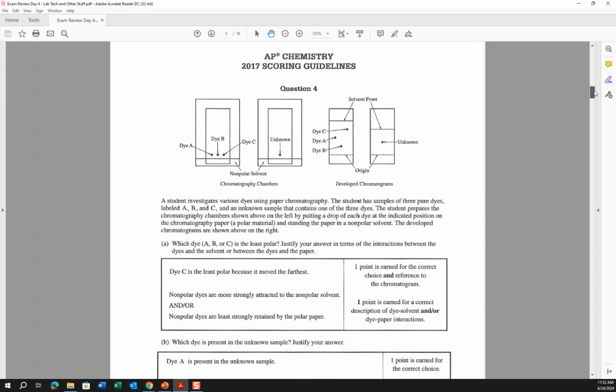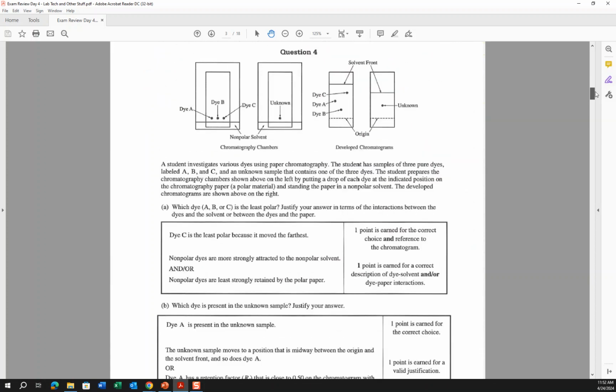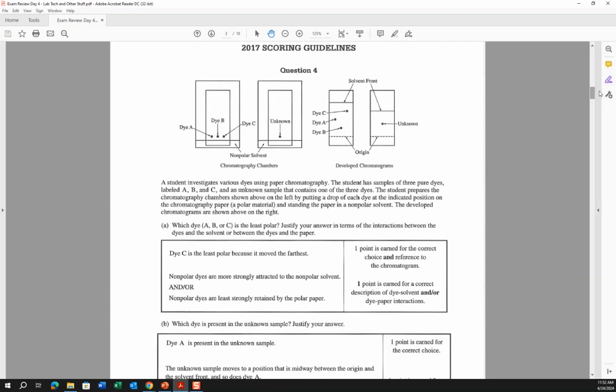And I gave you the scoring guide for it so you can read how they said it, but the way I explained it would be more than enough for credit there. And think of a chromatography question as more of a "like mixes with like" question. So it really comes down to polar versus non-polar and that kind of thing.